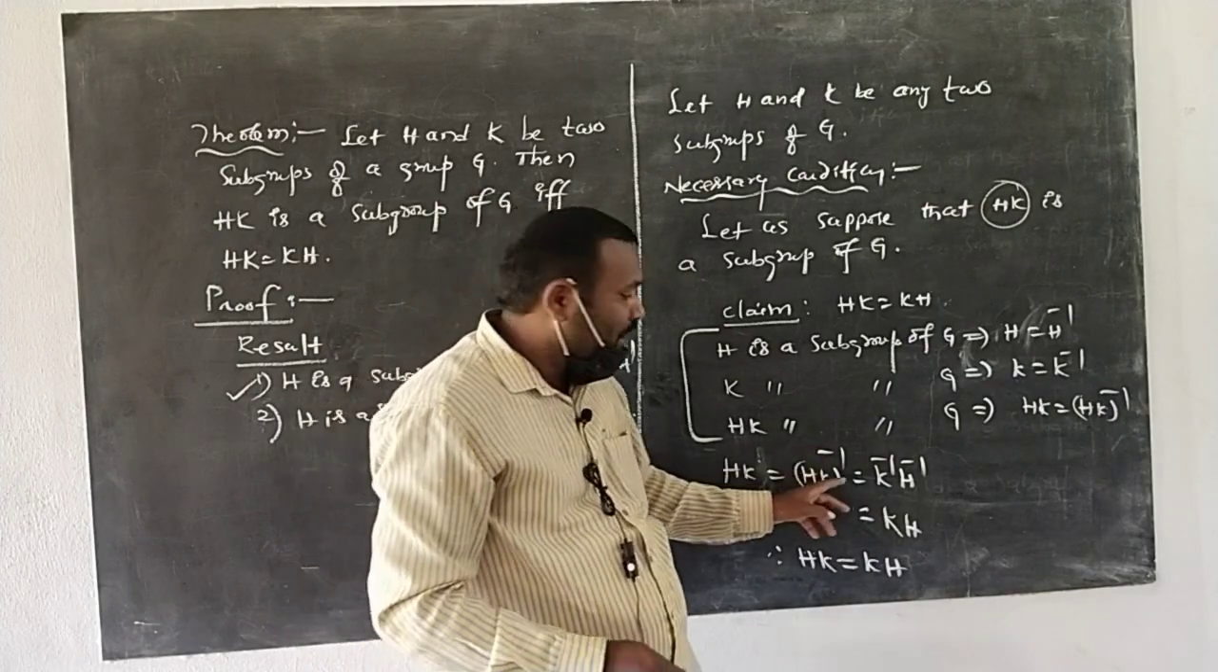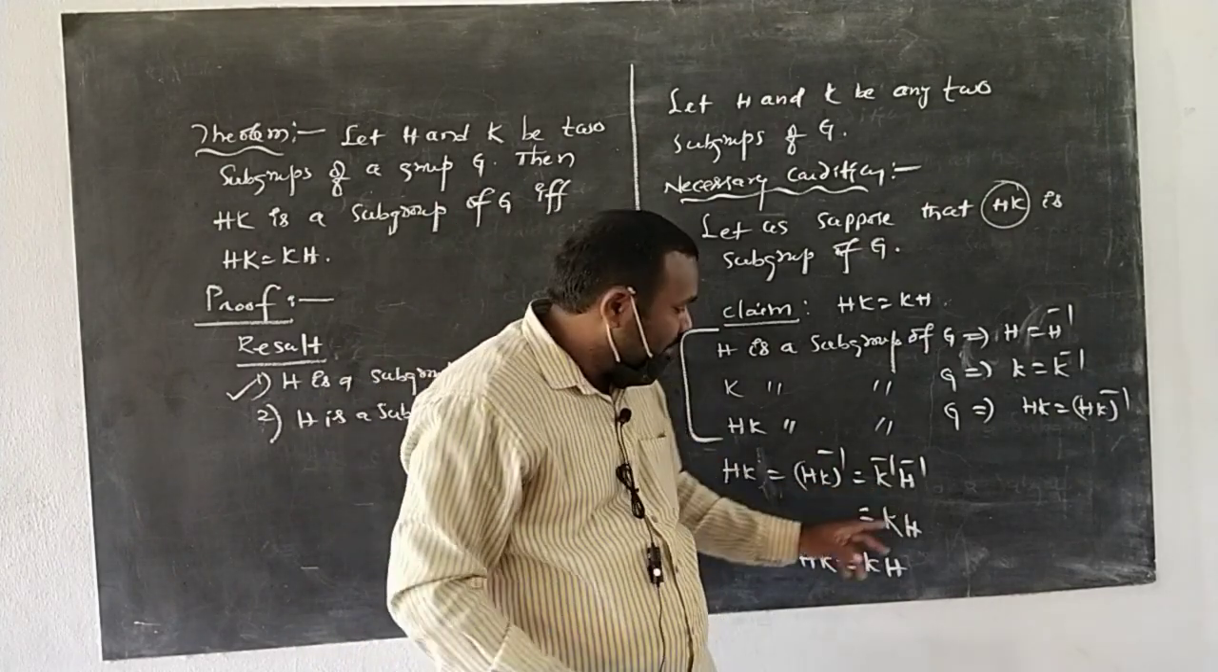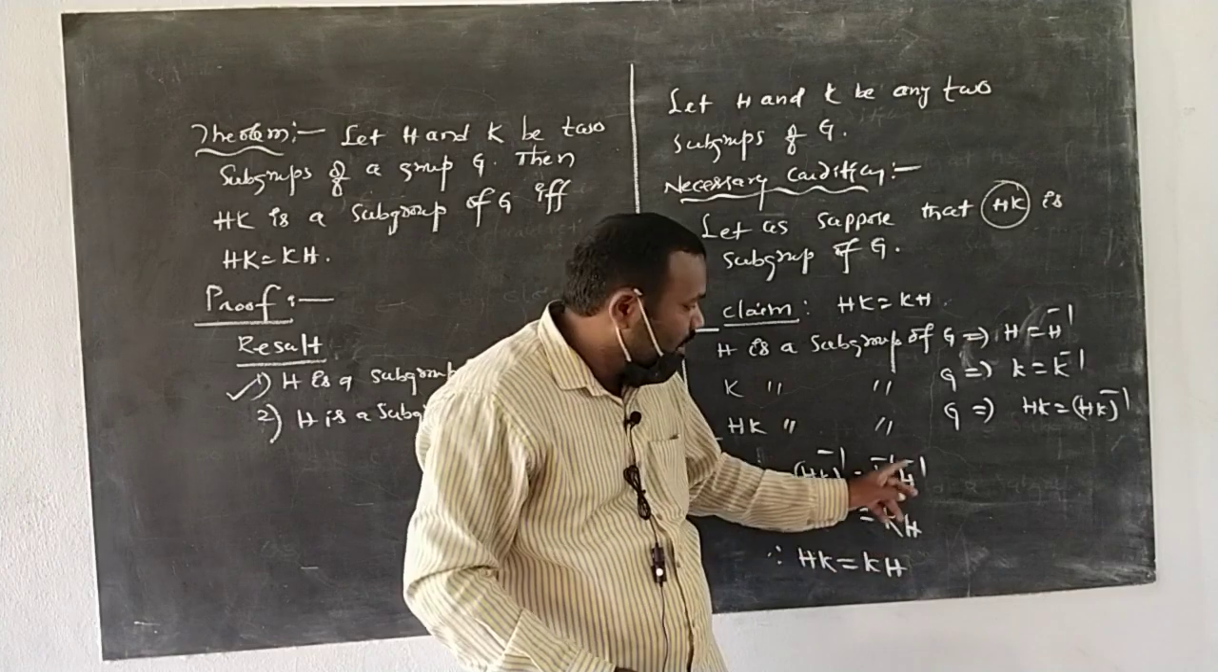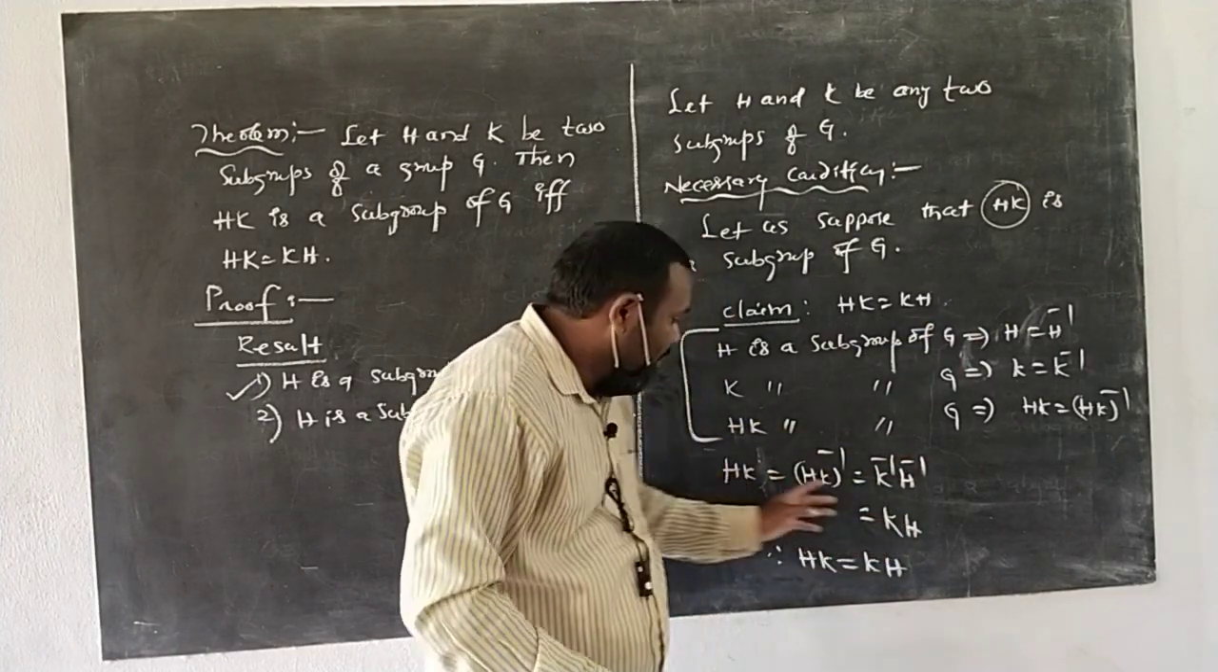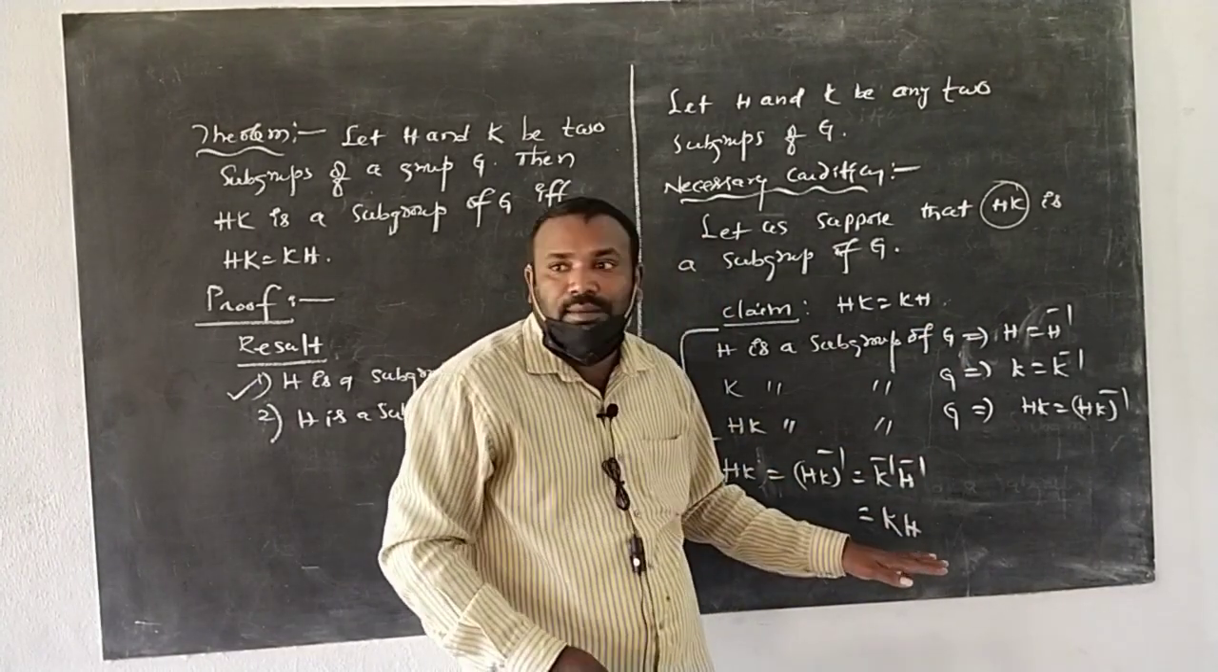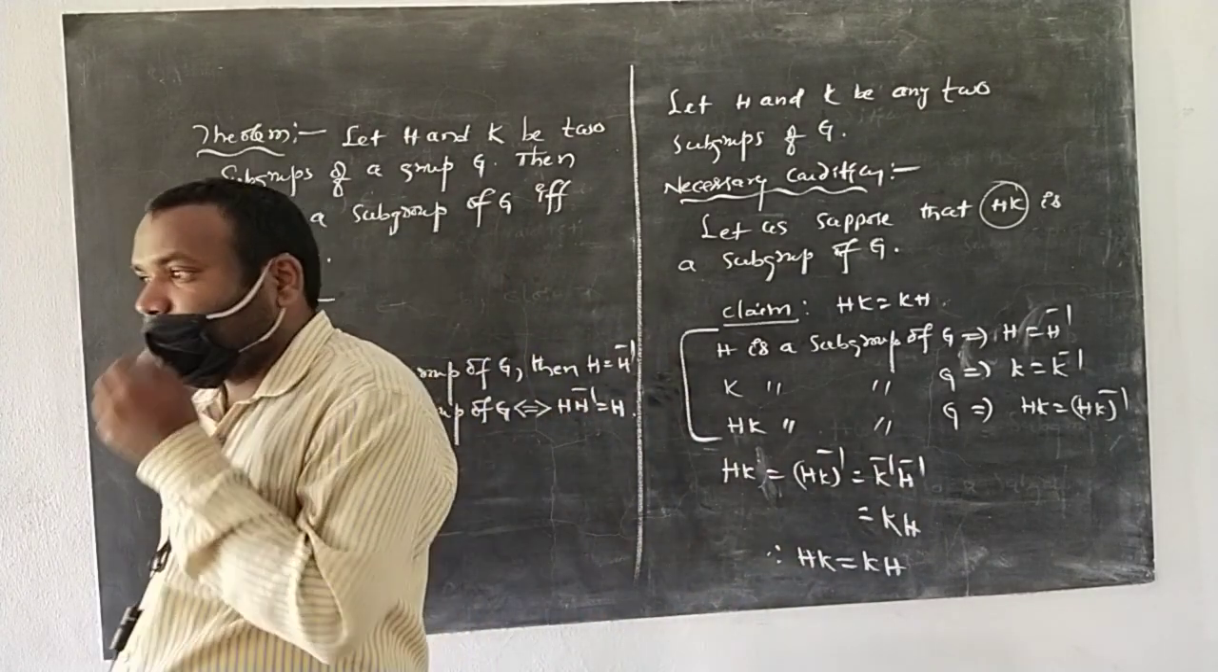HK whole inverse can be written as K inverse into H inverse. K inverse equal to K, H inverse equal to H. So HK equal to KH. So that is the necessary part. That's sufficient.